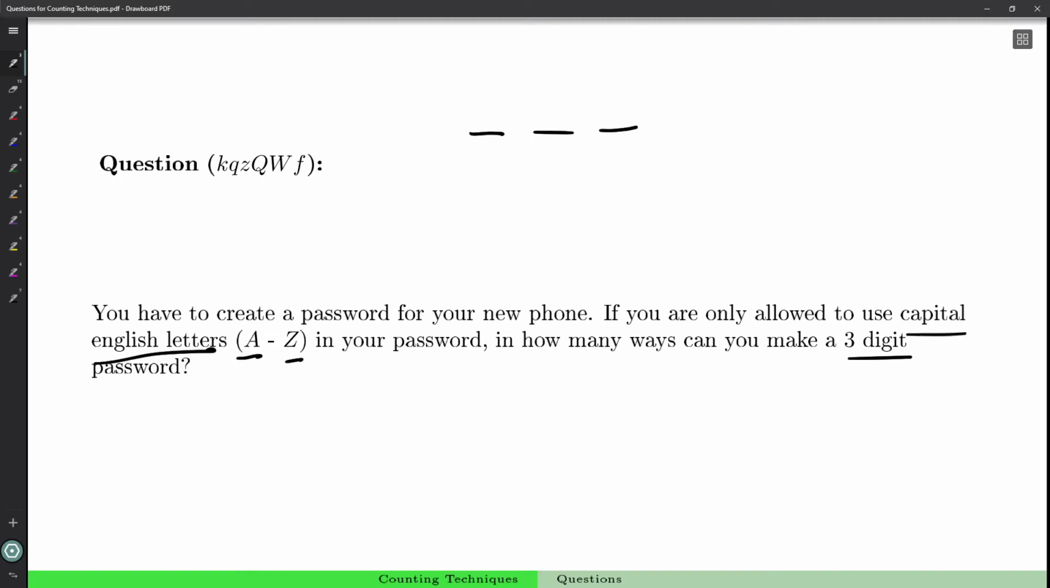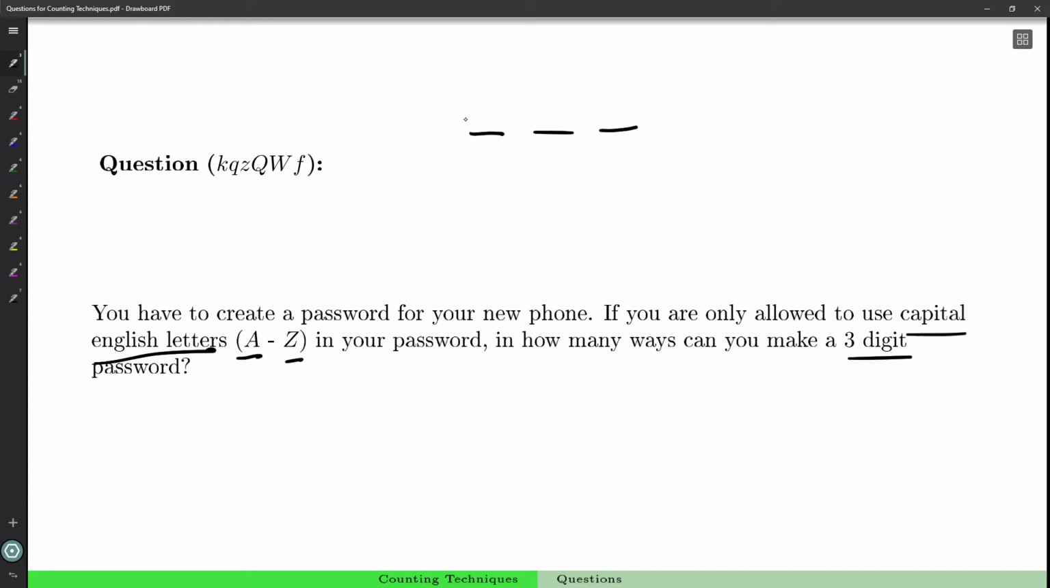Okay? Don't make the restriction that once I use an A, I can never use an A again, or that I'm only allowed so many vowels. No. If the question wanted me to worry about that, it would tell me. Okay? So I'm just choosing 3 capital letters, and I could choose the same one multiple times if I wanted. So how many ways can I make a 3-digit password?